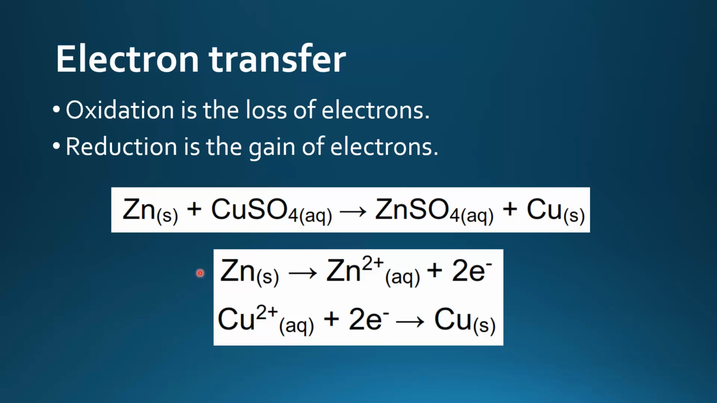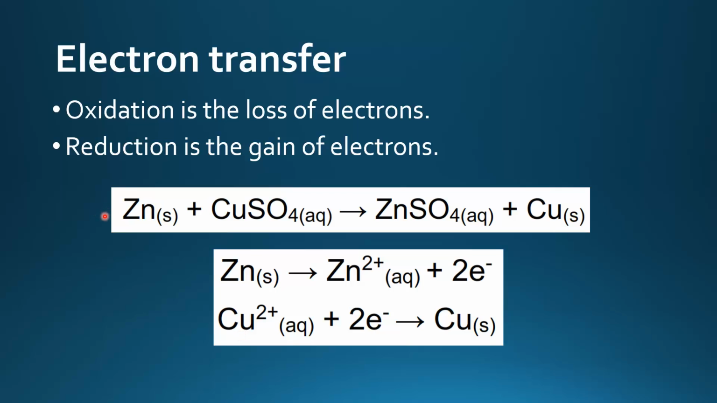We can represent this with two half equations. In the first half equation, the zinc metal is forming Zn2+ ions by losing 2 electrons, and the copper ions, the Cu2+ ions, are gaining 2 electrons to form copper metal. So the zinc metal is losing electrons, therefore we can say the zinc is being oxidized, and the Cu2+, the copper ions, they are gaining electrons, so the Cu2+ ions are being reduced.